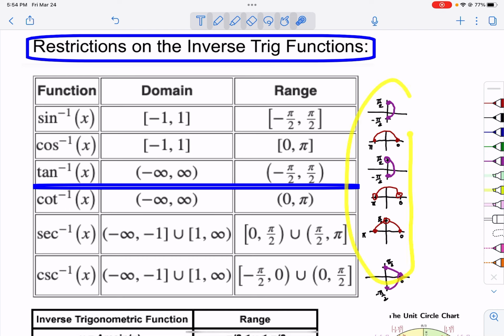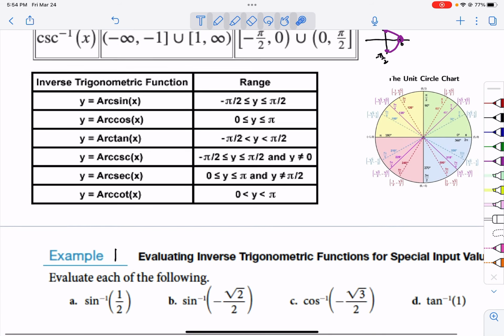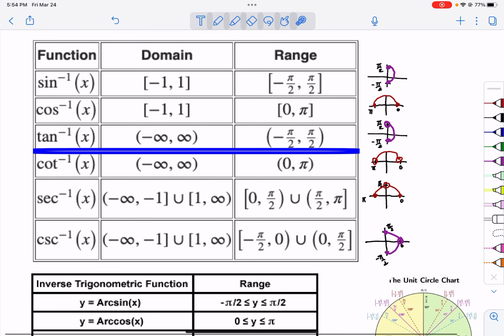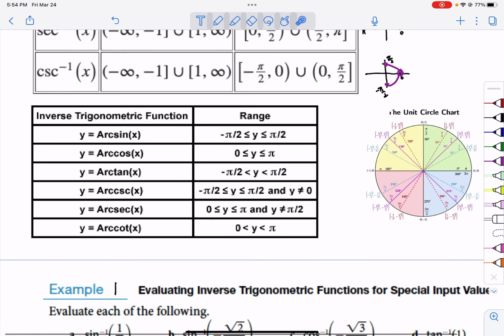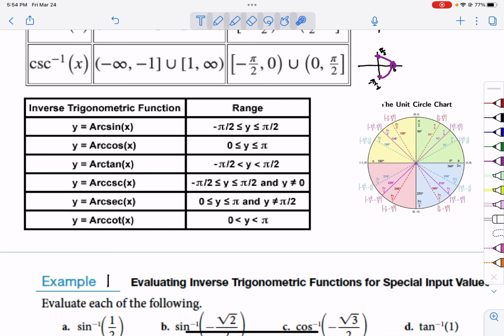And I'll draw this picture or write this range on the board for you so that you have it to look at. And I also included a unit circle so you had it.